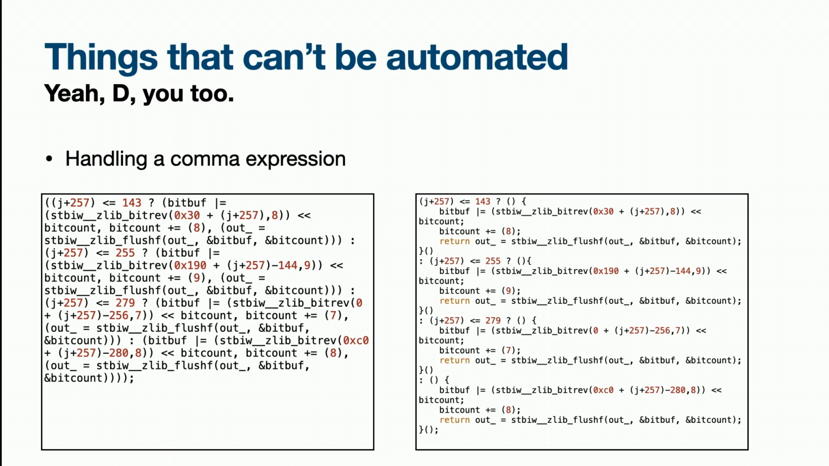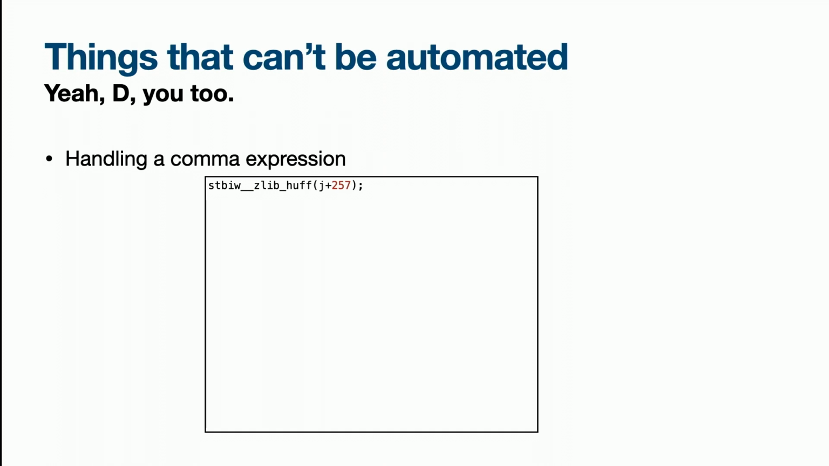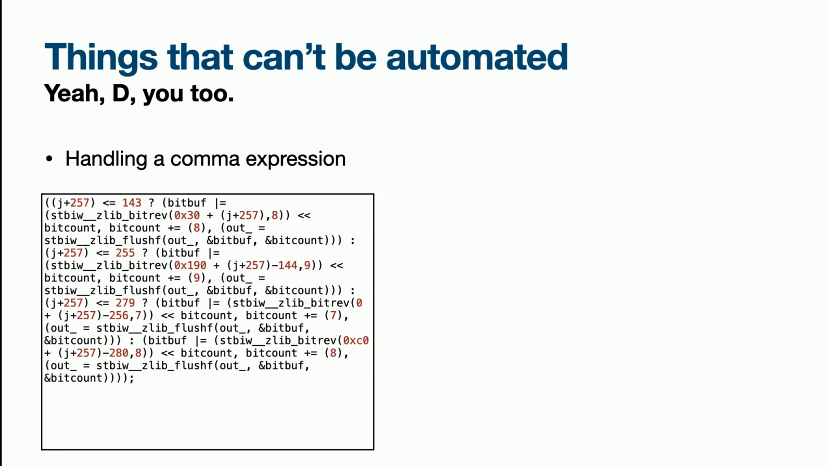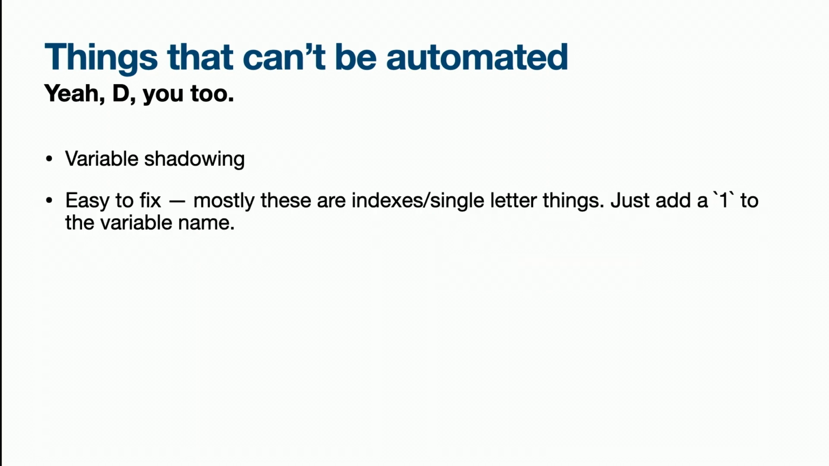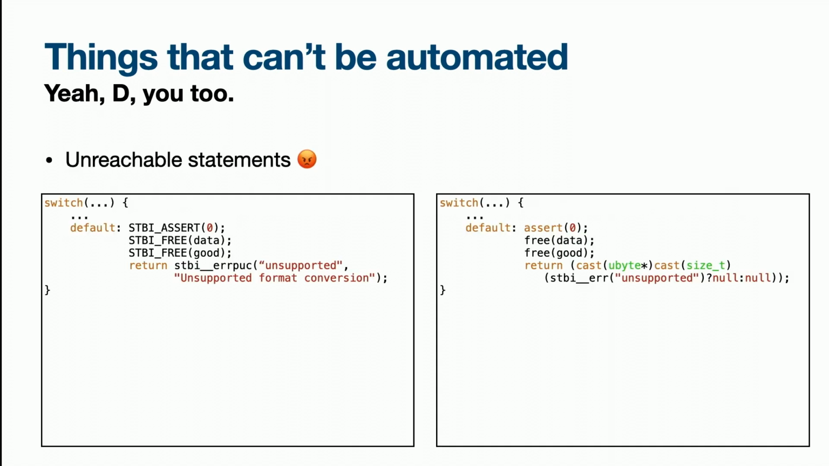The reason C does this, by the way, is so that you can have this nice looking thing and it can put statements into an expression. That's all those comma expressions are for. Thread local. This was a weird thing I had to deal with. Because this is static, so it's like private to the file, I could do this because the name doesn't matter. But because gshared is at the top of the file, I had to un-gshare the data. So I made a static inside of a structure and then alias that. That works. Variable shadowing, mostly easy to fix, just like iteration variables or something.